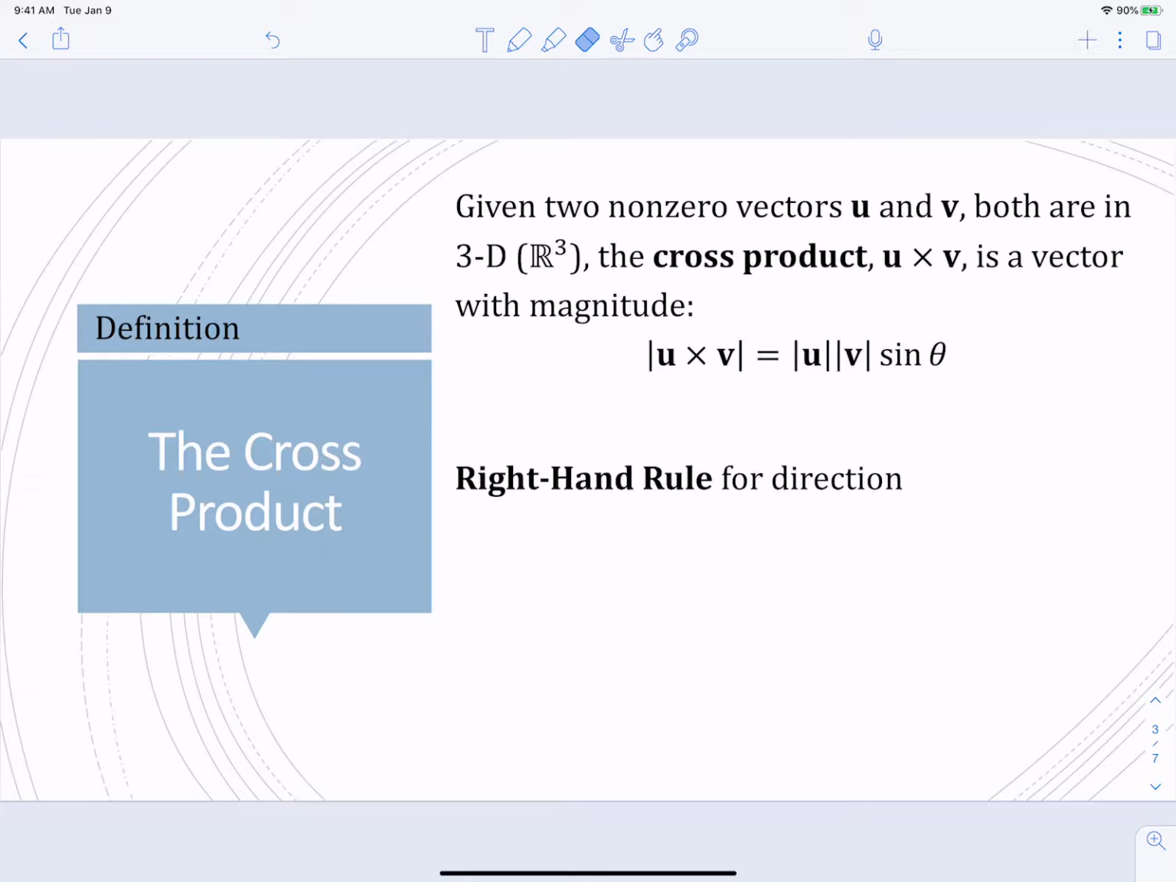Notice that this looks really similar to what we got from the dot product, but the difference is that with the dot product, it was the actual dot product sitting here. This is, remember, the magnitude of that cross product. So the magnitude of the cross product is equal to the magnitude of each of the vectors multiplied and then the sine of the angle that's between them.